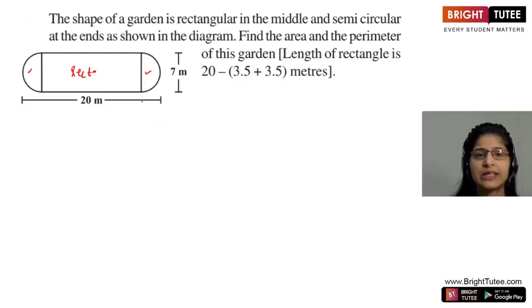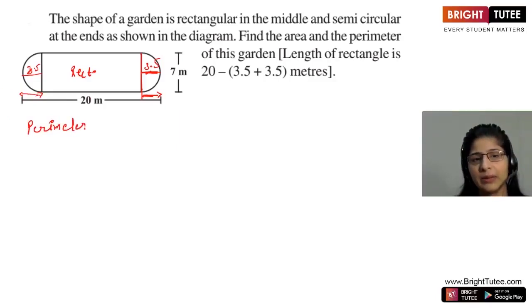Why are we doing that? Just see. This is given to us as 7, this is the diameter. So what will be the radius? This is the radius. It is 3.5. And what will be the radius of this also? It will be 3.5. So if I have to find the length of the rectangle, right, what will be the length of rectangle? 20 minus 3.5 subtracted from this side and 3.5 subtracted, because this portion we have to definitely remove for the length of the rectangle, right? So this is 3.5.